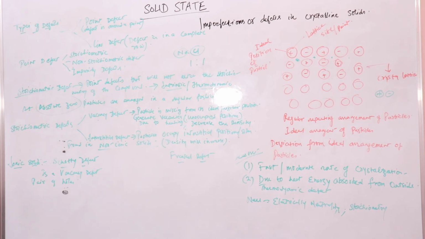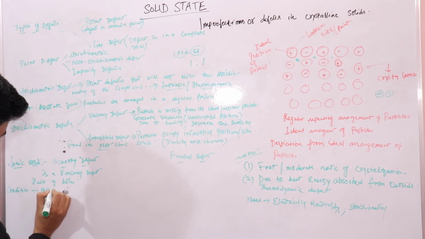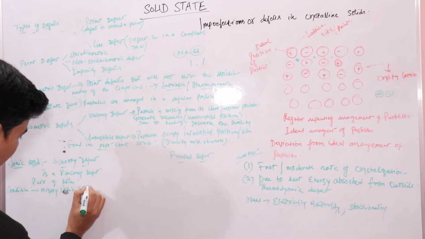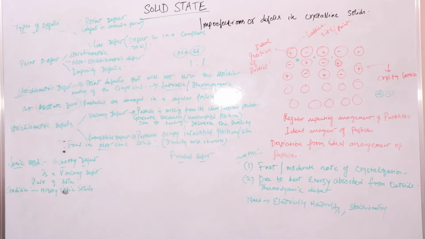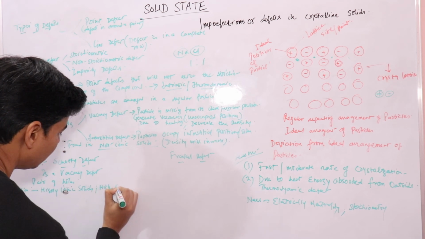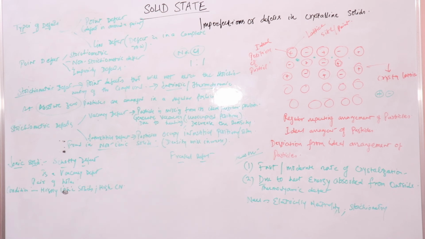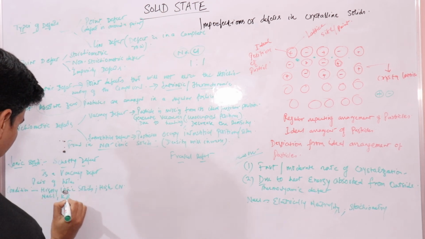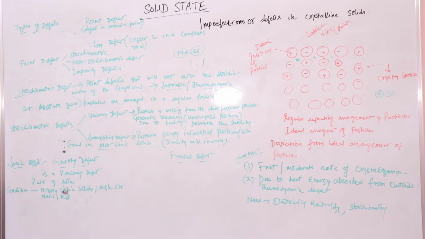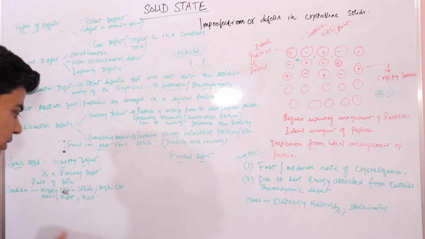So what are the conditions for this Schottky defect? Highly ionic solids will undergo Schottky defects, and they have a high coordination number. Solids that undergo Schottky defect have a high coordination number and are highly ionic. Examples are sodium chloride, potassium chloride, and potassium bromide. These are examples of ionic solids showing Schottky defect.